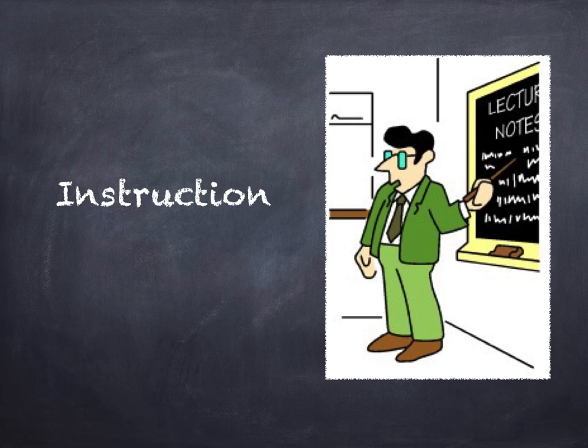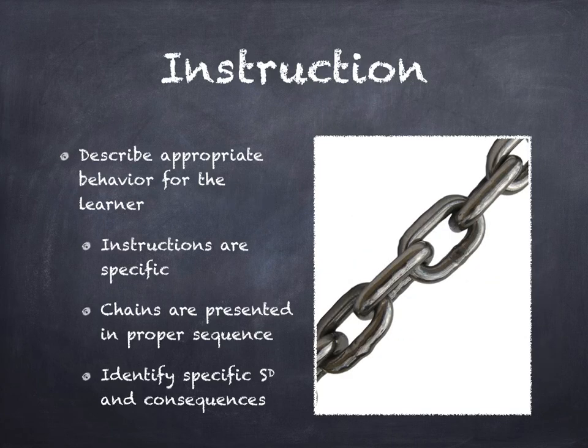The first step in behavior skills training is instruction. The first step is to give the instructions. You're describing the appropriate behavior for the learner. Instructions must be specific, describing exactly the behaviors you want to see the client engage in.